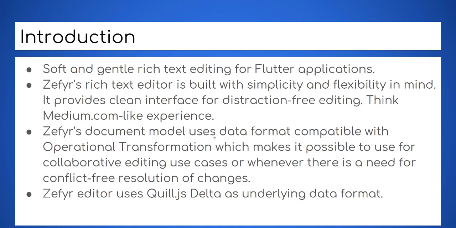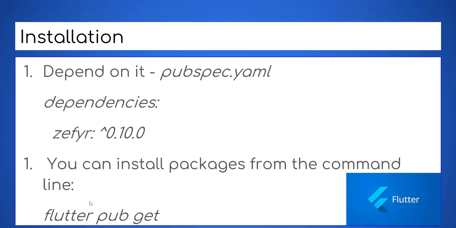Zefyr's document model uses a data format compatible with operational transformation, which makes it possible to use for collaborative editing use cases or whenever there is a need for conflict-free resolution of changes. Zefyr editor uses Quill.js Delta as the underlying data format. To install it as a dependency, you need to add it to the pubspec.yaml file.